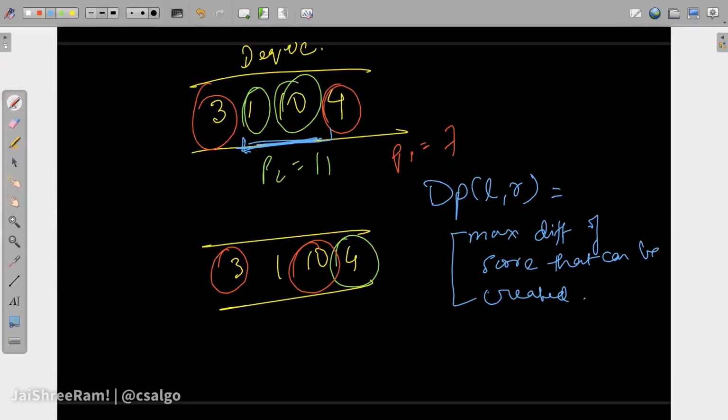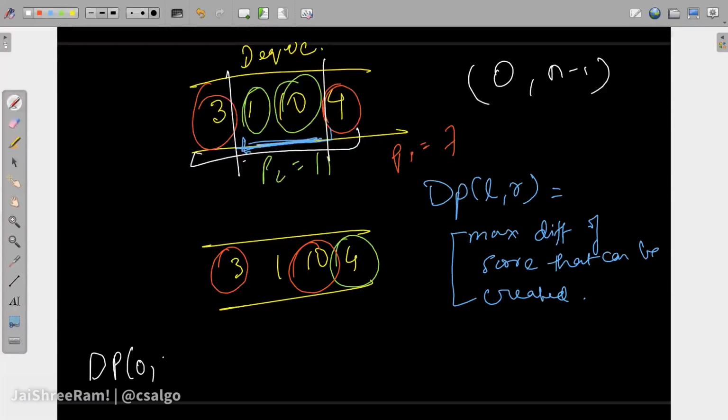Now, how do we find out this particular recurrence? This is straightforward to think: we are starting with the state 0 comma n minus 1, right? That we have the full array. Now we have the choice that we either remove this or remove this, right? So from some L to R, either we remove the R-th one or the L-th one. So this is going to be equal to max of two choices.